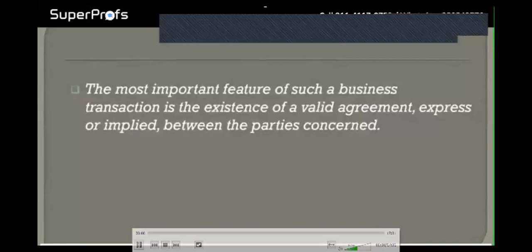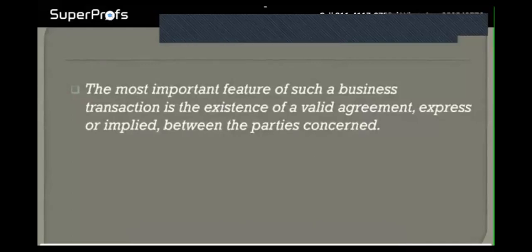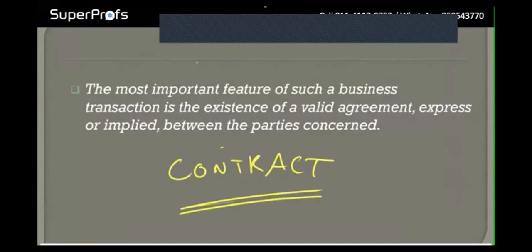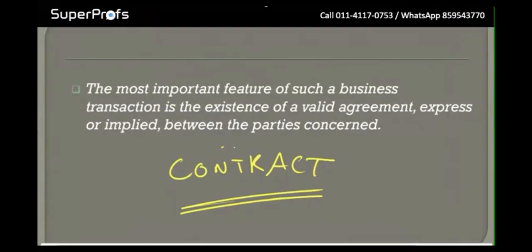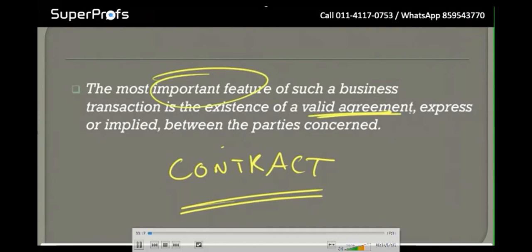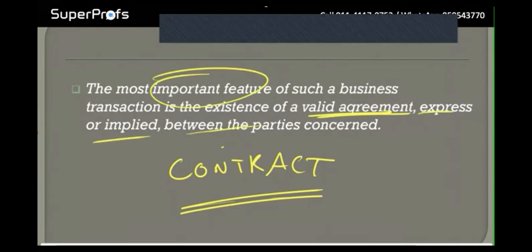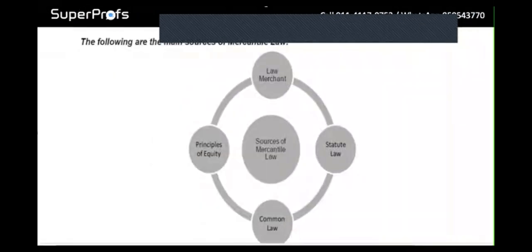This transaction, the first thing we should know is that it is based on a contract. Yes. Any business transaction is based on a contract. This is the most important feature of a business transaction, where we need a valid agreement which is expressed or implied between the parties. What is a valid agreement? It is nothing but a contract under the Indian Contract Act.